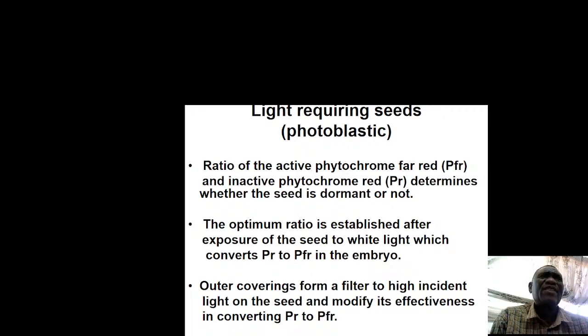So the optimum ratio is established after exposure of the seed to white light, which converts PR to PFR in the embryo. So outer coverings form a filter to high incidence of light on the seed, and this can modify its effectiveness in converting PR to PFR.